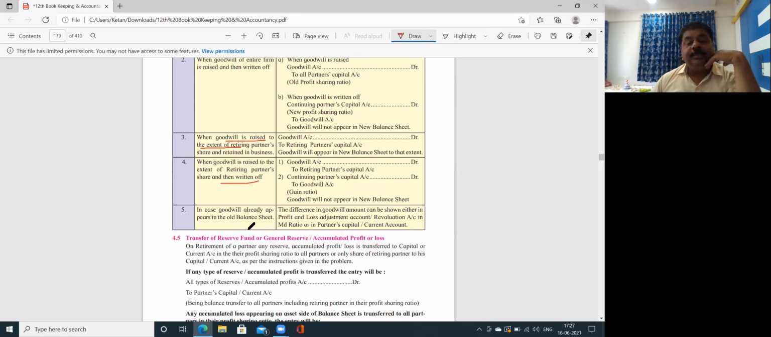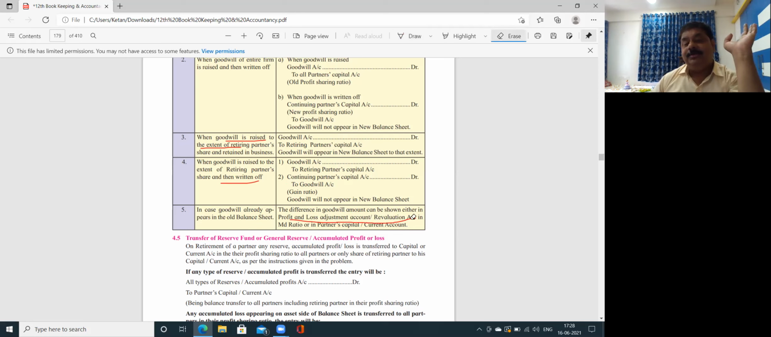Number 5. In case goodwill already appears in the old balance sheet. Now the difference in the amount can be shown either in the profit and loss adjustment account debit side or credit side, or in partners capital or current account.